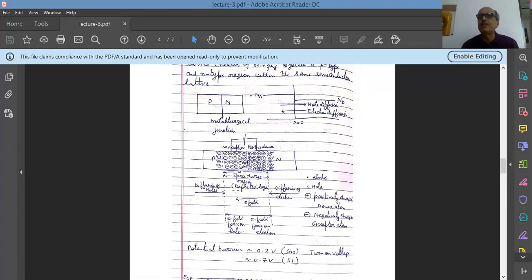Depletion का हिंदी में मतलब होता है भगा देना. The mobile carriers have been depleted. That is why we call it the depletion region.